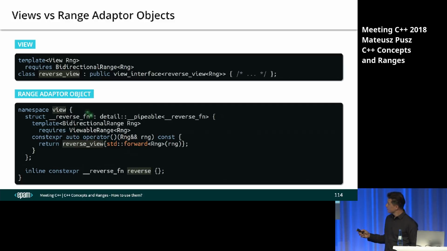To better understand the difference between views and range adapter objects, let's see how they are implemented once again. Views are inherited from view interface, which provides begin, end and other things connected to view interface. Range adapter objects are objects of some functor, and this functor is implemented here. It has a pipeable interface that provides those pipe operations, and in the call operator it creates our view that we are working with.